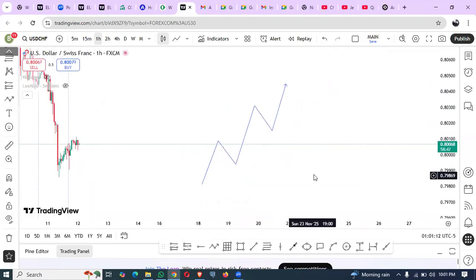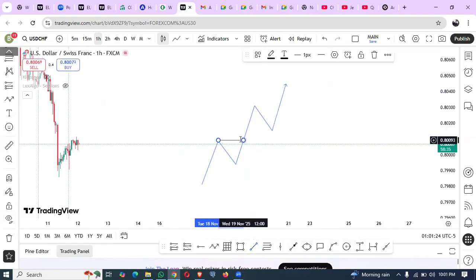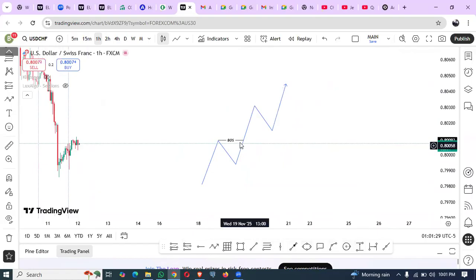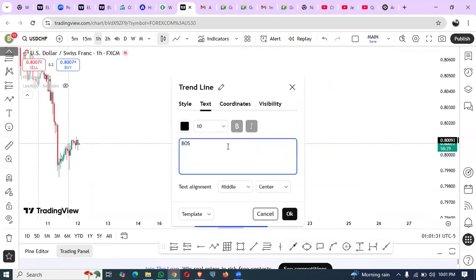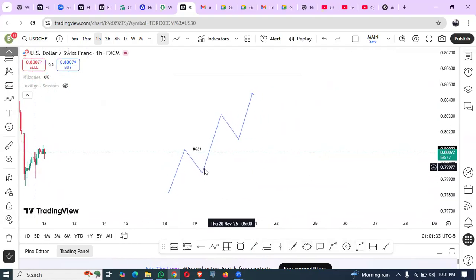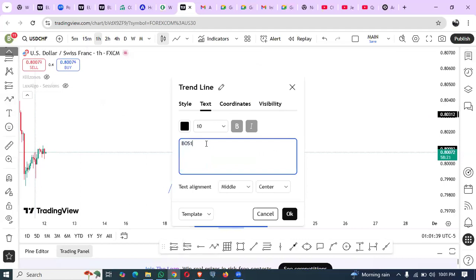Which in the last two videos I told us, once the origin of a correction is taken here, that's your valid break of structure. Call it break of structure, BOS. That's your BOS one. I told us you need two BOS to validate a trend. That's your BOS 2 to validate a trend.